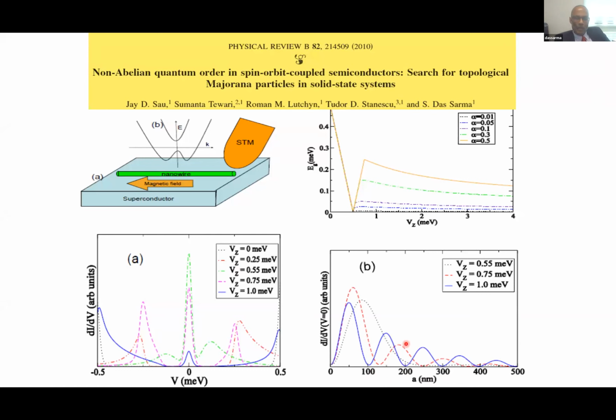Okay. So all the predictions are there, and this is what experimenters are trying to confirm. By the way, these predictions have not changed. We now understand much more. We understand what disorder does to it. We understand what Coulomb blockade does to it. We understand what inhomogeneous potential does to it. But the basic predictions are these.